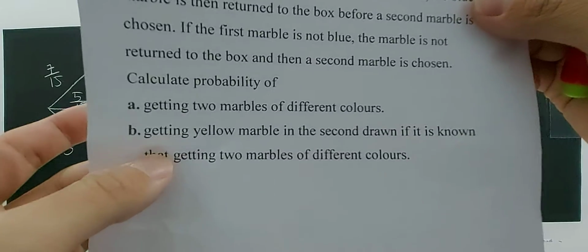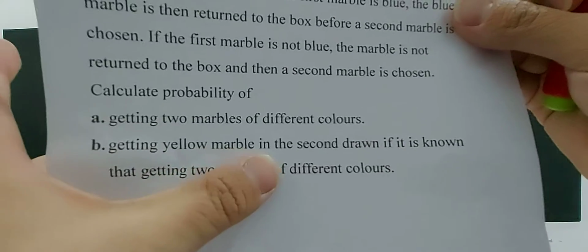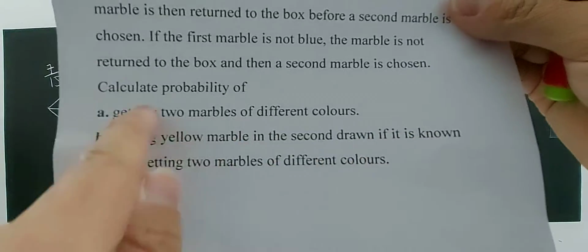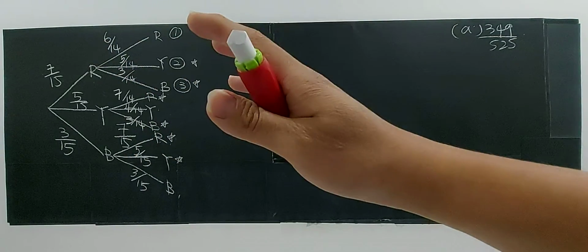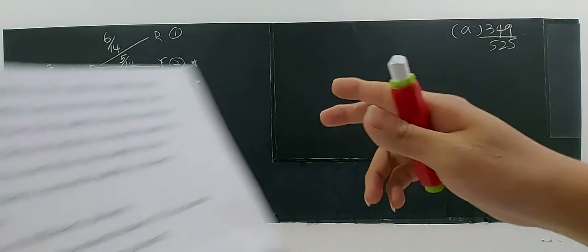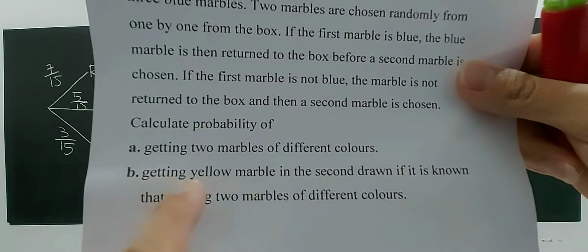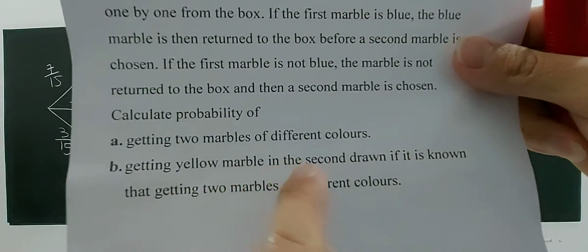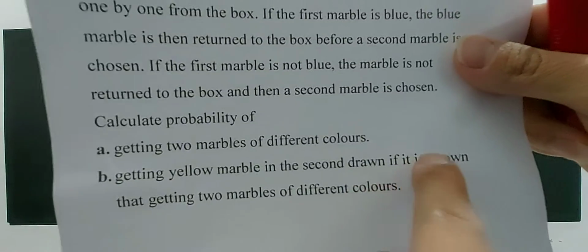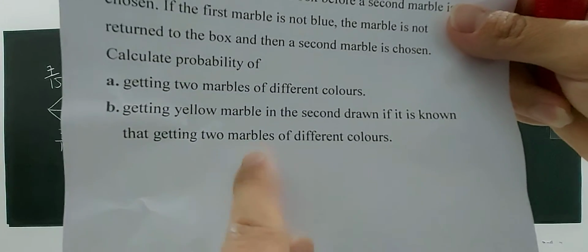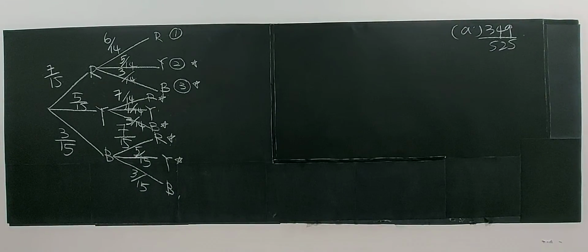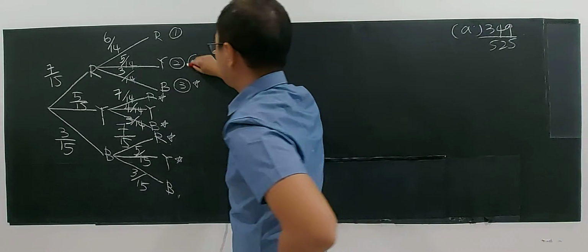The question is getting a yellow marble in the second round, if it is known that... this is the meaning of conditional probability. Alright, how to use a tree diagram to find conditional probability? This is the way. Given yellow marble in the second round, if it is known that getting two marbles of different color. Getting two marbles of different color is the one that I put a star here.